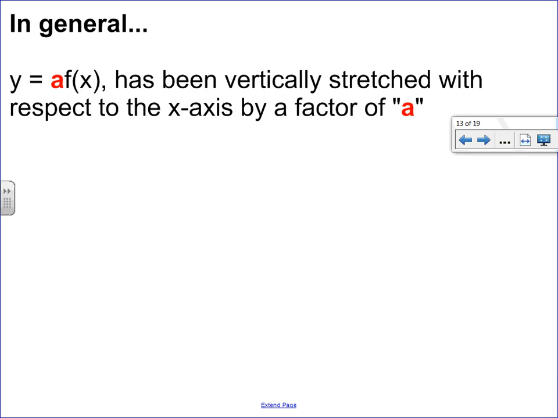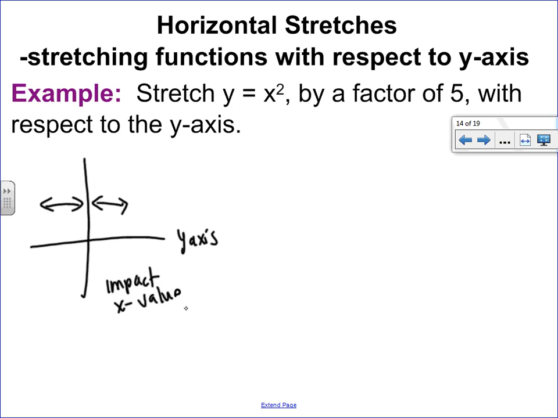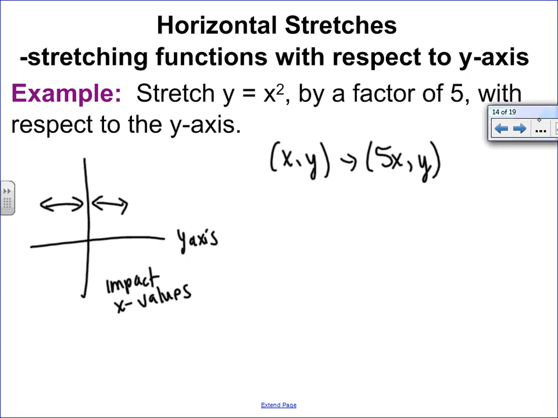So now let's do the same thing but horizontal. Okay, so same parabola, y equals x squared, and I'm going to horizontally stretch it by a factor of 5 with respect to the y-axis. So this time I'm looking at the y-axis, and I'm looking at stretching it away and towards the y-axis. So stretching away and towards the y-axis is going to impact your x values. So if I want to take this graph and horizontally stretch it by a factor of 5, what that means is I want to make all of my x values 5 times further from the y-axis than they already are. So x values are impacted, y values stay the same.